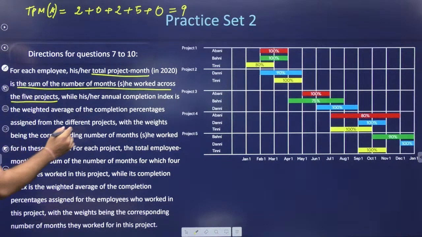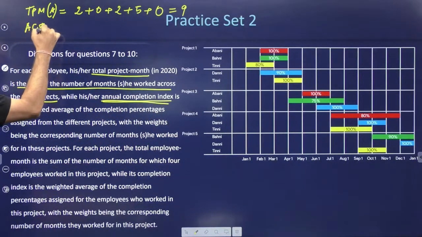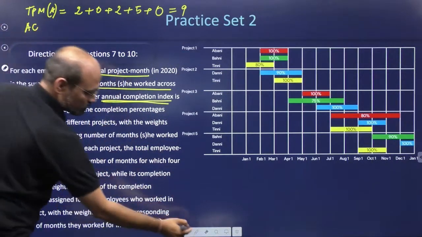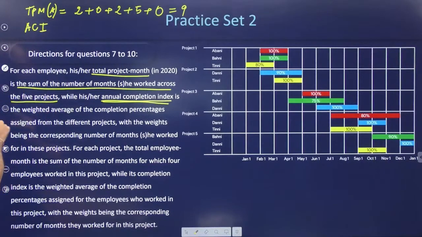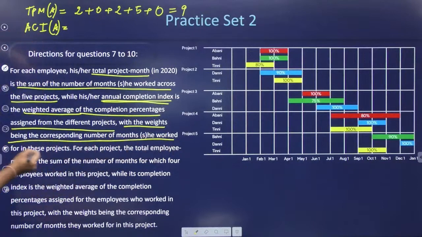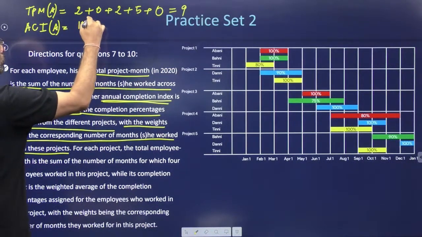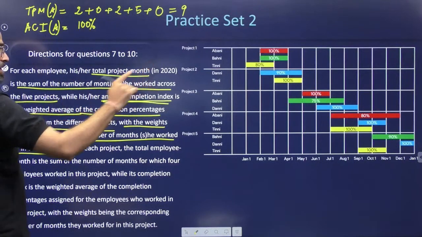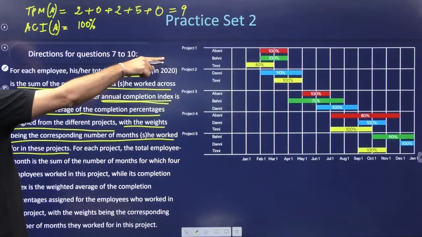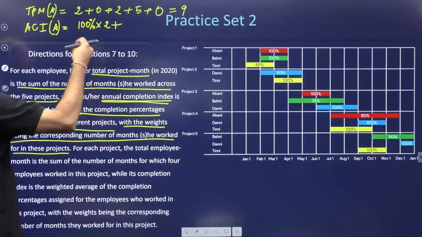Okay. Next formula is annual completion index, let's say ACI, of A. Let's talk about A only. This is the weighted average of the completion percentages assigned from the different projects, with the weights being the corresponding number of months she worked in these projects. So if I talk about ACI of A, she completed 100% of the work in the first project, right? And what is the weight? Weight is the number of months that A worked. So A worked for 2 months, plus. So 100% is the value here, 2 is the weight here.